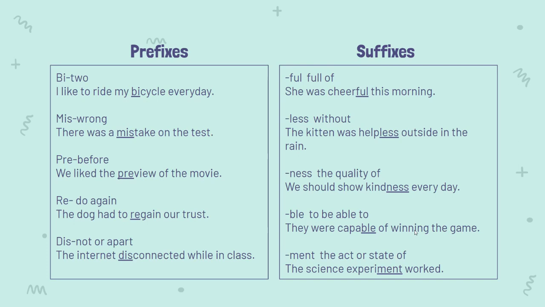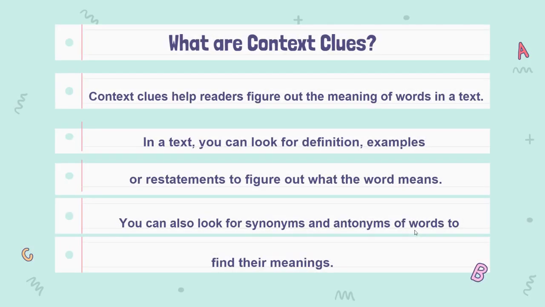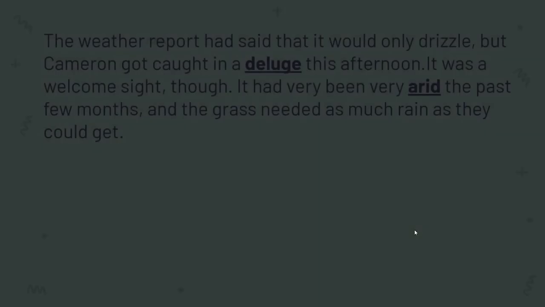All right, so now we're going to move into context clues. This is also a part of vocabulary. So context clues help readers figure out the meaning of words in a text. One way you can do this is by looking at the word and seeing if you can find a definition, maybe examples, or restatements to figure out what the word means. And you can also look for things like synonyms and antonyms of the words to also find the meaning of those words. So let's look at some examples.